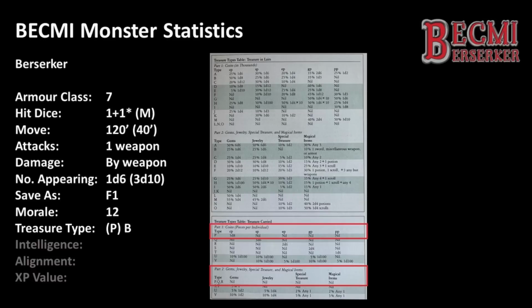However, if you defeated this Berserker in his lair, home or hideout, then we would refer to type B, which shows that there is a 50% chance of there being 1d8 copper coins, 25% chance of 1d6 silver coins, 25% chance of 1d4 electrum coins, and a 35% chance of 1d3 gold coins. There is no chance given for there being any platinum coins. As for the other items, there's a 25% chance of there being some gems and jewellery, and a 10% chance of there being a magical sword, or other weapon or armour.